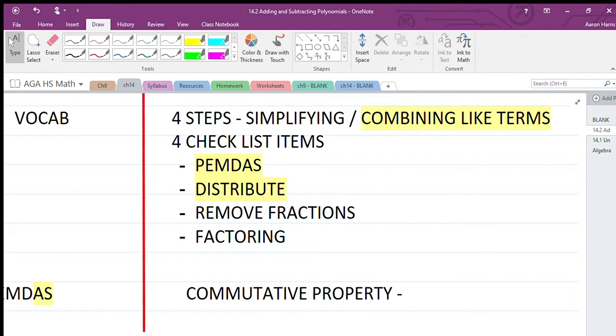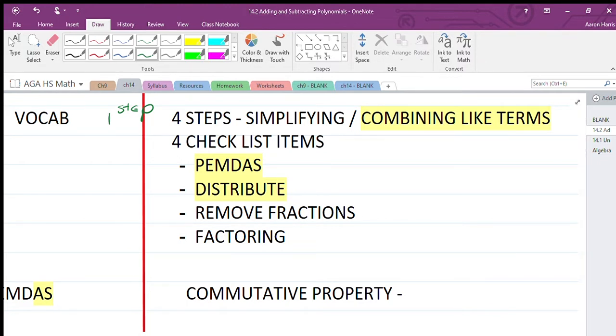But before we really jump into some of the words for this chapter, I want to just reiterate our 4 steps. Okay. I have highlighted here where we're going to focus on today. But the 4 steps brings all this together, okay? So simplifying slash combining like terms, that is your first step, okay? Now, with that being said, you literally have a checklist because simplifying is just an ambiguous word.